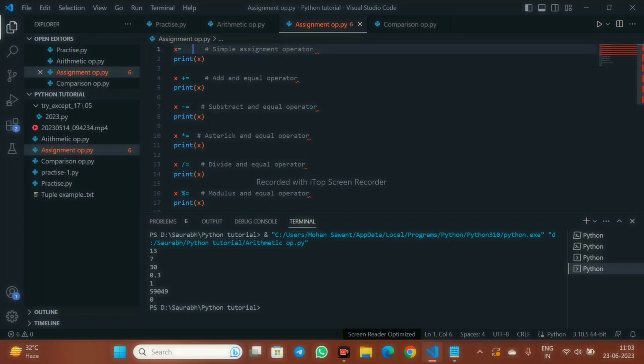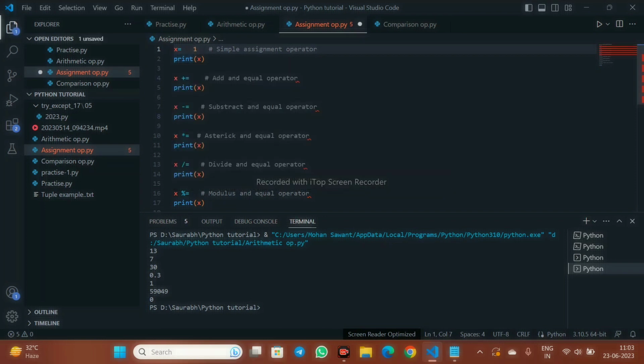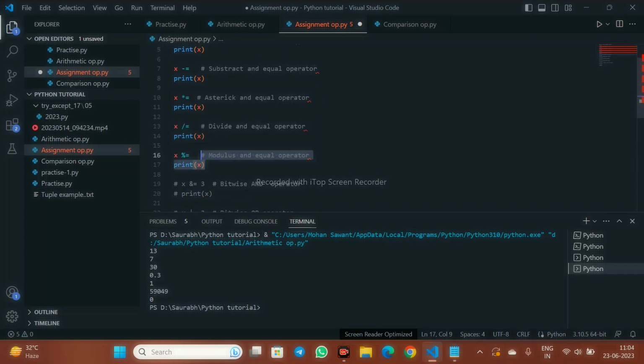So first I will put some value in a variable, like x is equal to 1. And here, what is it? This is an add and equal operator. So first is our simple assignment operator. That means we have assigned the value to the variable. If I show here, this one I will comment first.